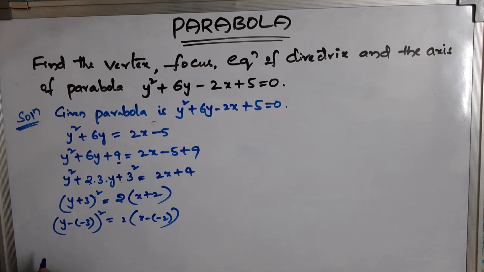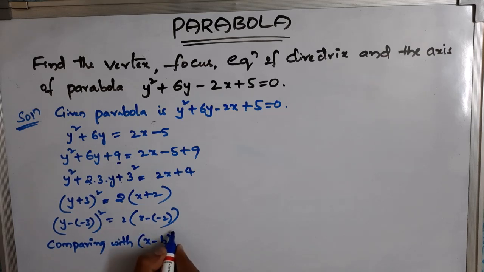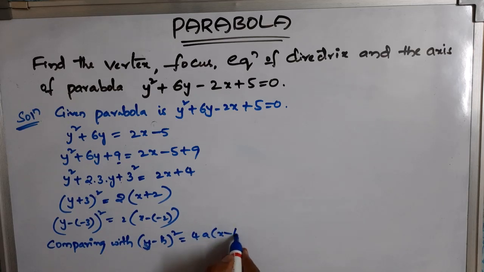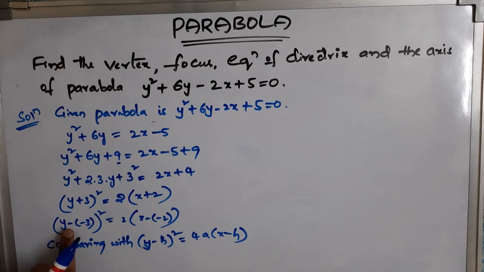Now I am comparing this with x minus h whole square, y minus k whole square. Y minus k whole square is equal to 4a into x minus h. Did you get it? Y minus k whole square is equal to 4a into x minus h.